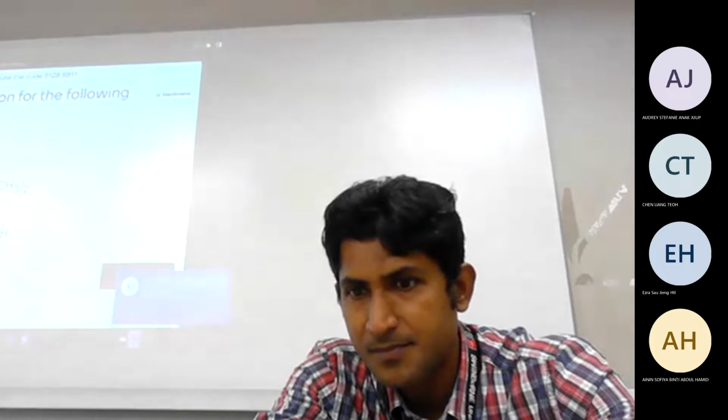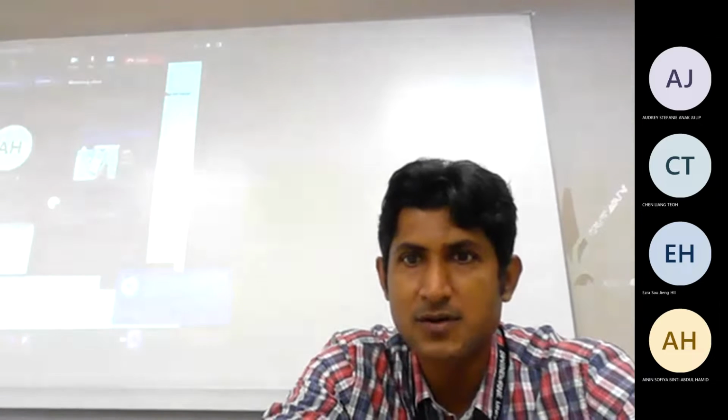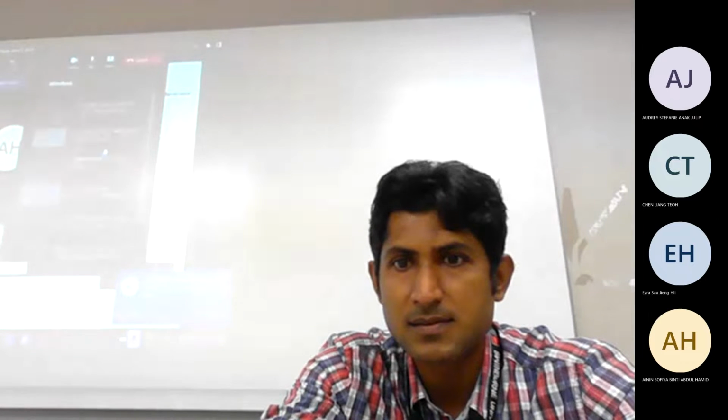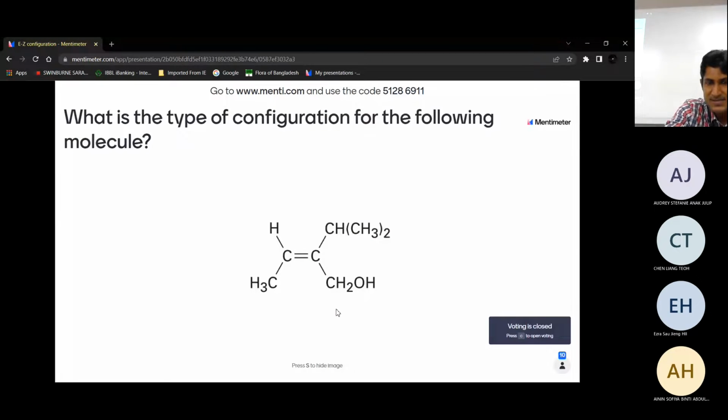One is CH3. Now there is no same group on either side or opposite side, so there is no cis and trans. But the two big groups are attached to the other side of the carbon double bond. One is CH3, another is CH2OH. CH2OH has higher molecular mass than CH3, because oxygen is 16, so it has much higher mass. So this is the Z configuration of this molecule.